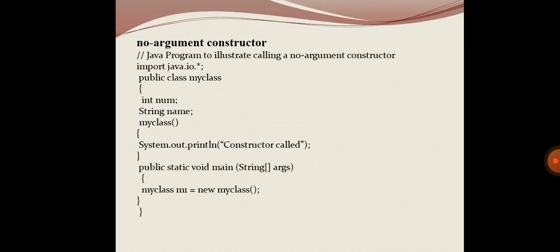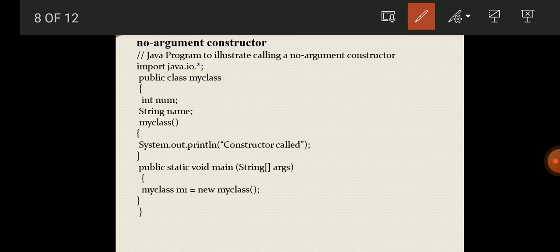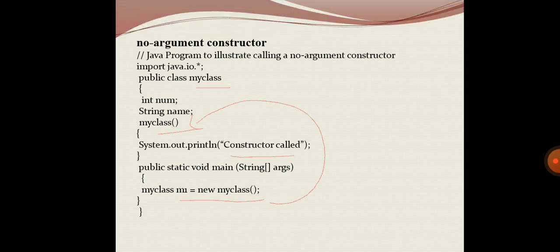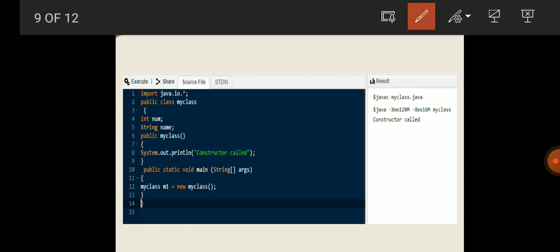Next, the example for a no-argument constructor. Class MyClass, then the MyClass constructor is called. We know that when an object is created for a class, the constructor is invoked. When this statement is executed, the constructor will be invoked and you will get the output that constructor is called. See, the program is executed and we have got the output as constructor called. So we are not calling the constructor explicitly. When the object is created for the class, automatically the constructor is called.